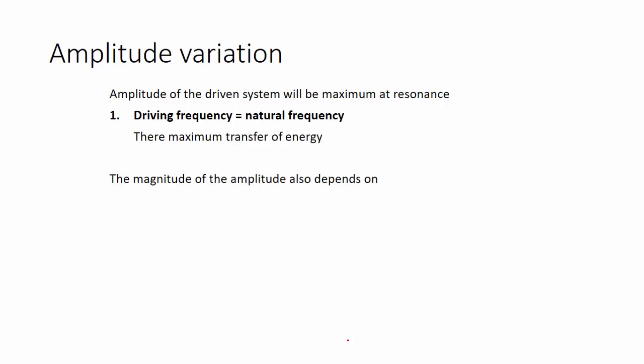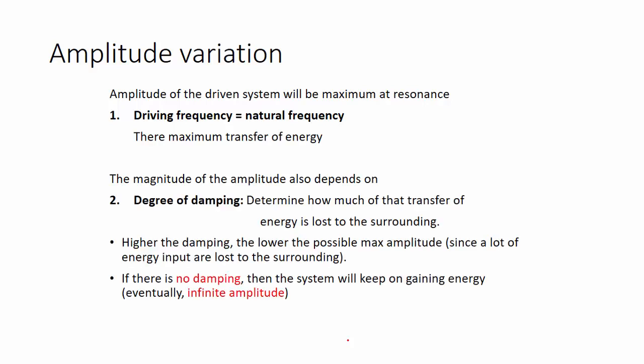However, the amplitude also depends on the degree of damping. Damping, if you remember, is a kind of resistive force that takes away energy from the system to the surroundings. So when you have higher damping, you expect more energy to be taken away, so you expect the amplitude, even at resonance, to be lower compared to the case when there is lesser damping. If there is no damping, then of course the system will oscillate with infinitely large amplitude.